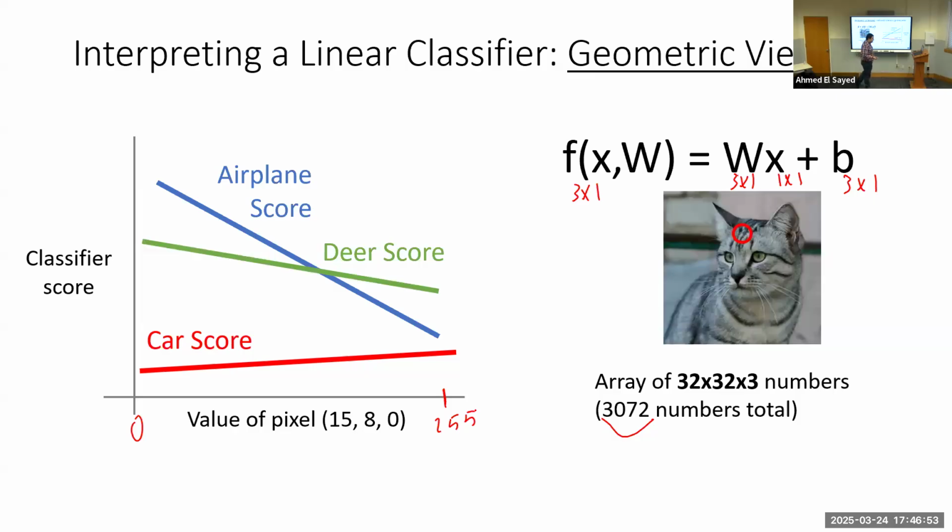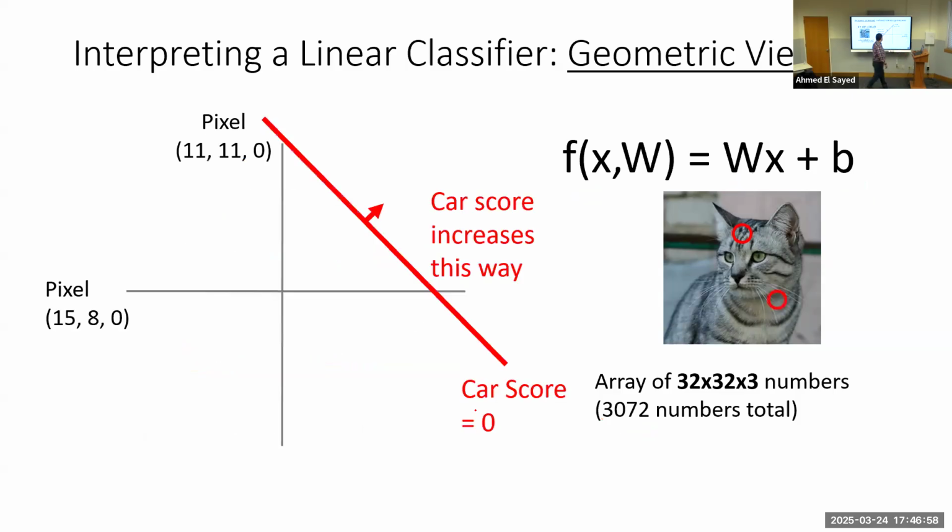Now I will make it more advanced. I will take one more pixel. In this case, X will be 2 by 1. W will be what? This is 2 by 1, so W will be 3 by 2, and the bias will be 3 by 1. So the result here will be 3 by 1. And each value of those pixels will have a different axis, so we have an axis here and an axis here.